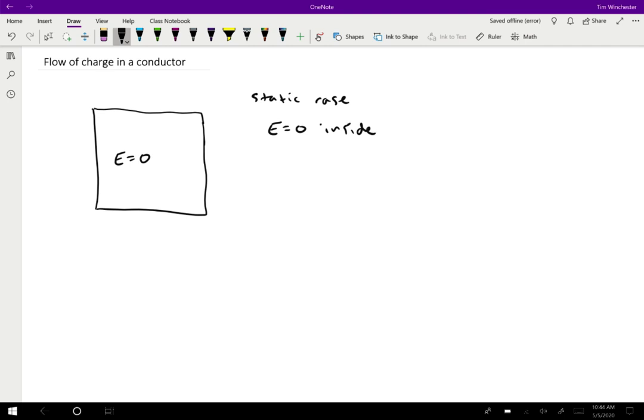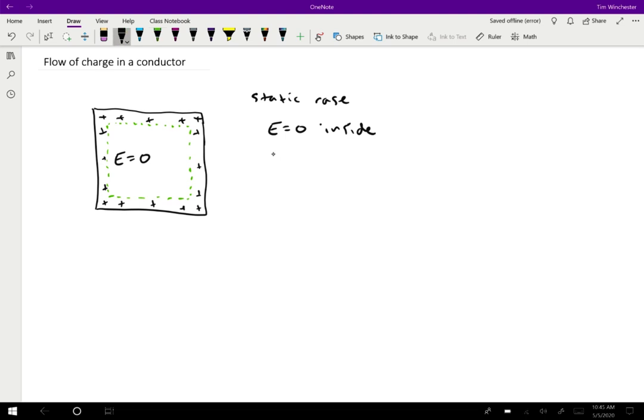We also found that if there are excess charges on the conductor, then they will move to the surface. And the reason that they had to do that was because of Gauss's law. So if they didn't move to the surface, then there would be some electric field inside. So I can draw a Gaussian surface that's really close to the actual surface of the conductor. And if there was any charge inside that surface, then I would not get a flux of 0, and the electric field would not be 0 inside.